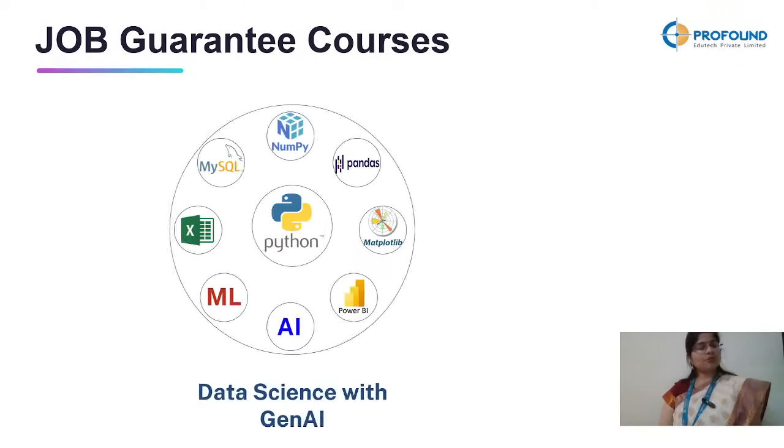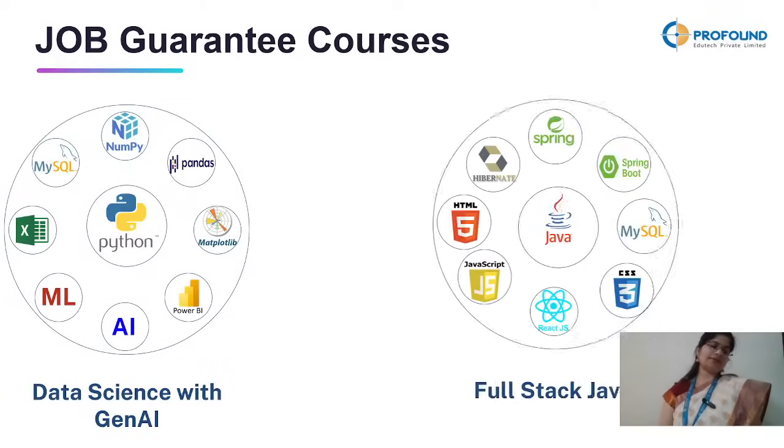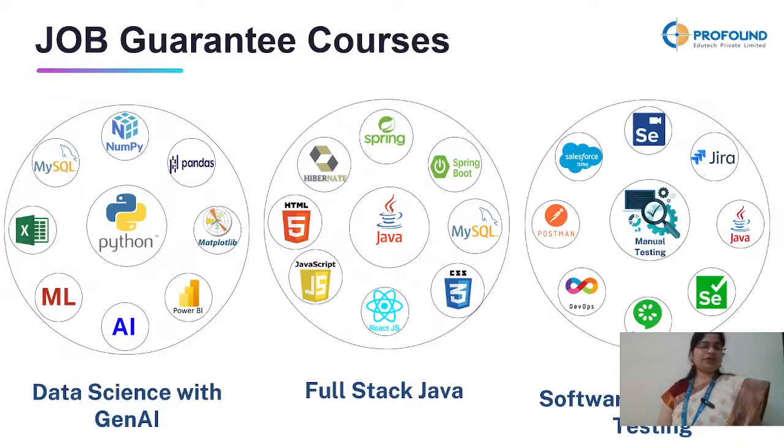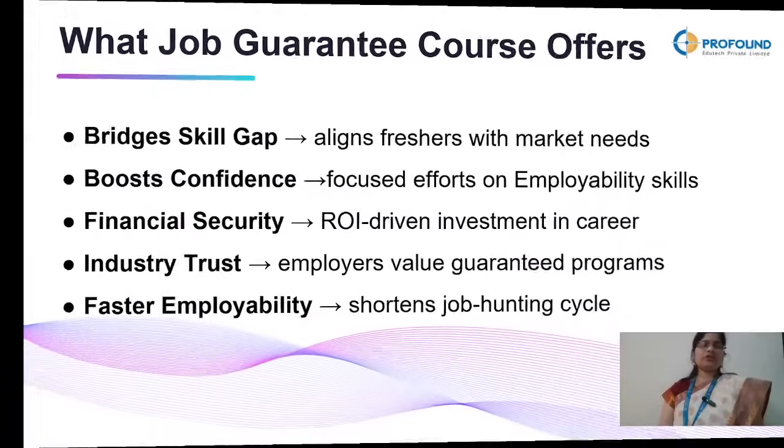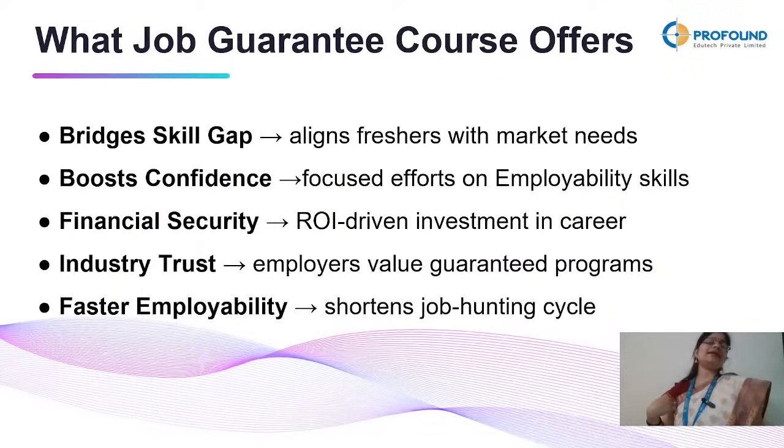तो हम डेटा साइंस में कोर्स प्रोवाइड करते हैं, फुल स्टैक जावा, सॉफ्टवेयर टेस्टिंग, along with that we provide courses in .NET also. Okay, so job guaranteed courses में ये एक चीज है कि the course duration will be of 10 months. 4 month आपका ट्रेनिंग होगा, 6 month you need to do an internship with us. जिससे क्या होगा, इट ब्रिजेस द स्किल गैप, सो इट अलाइंस फ्रेशर्स विथ मार्केट नीड.